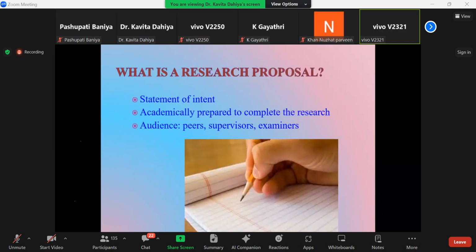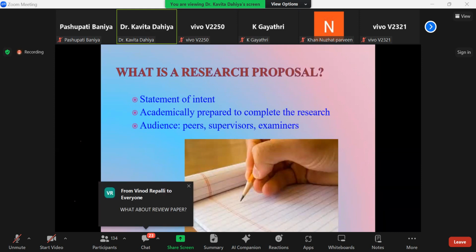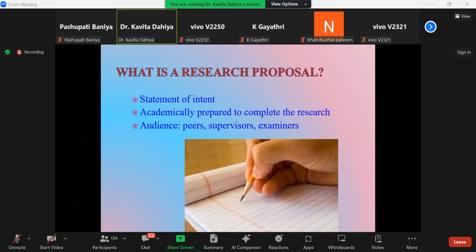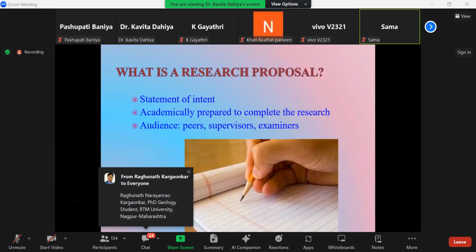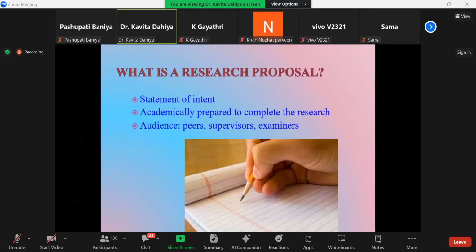So what exactly is a research proposal? This is the statement of intent that you have in your mind, and you are figuring out that okay, I am having this kind of research proposal, and this is academically prepared to complete the research, where audience, peers, supervisors, examiners are included. Basically, this research proposal is a tentative plan of how you are going to conduct this research and what the different parameters, concepts or aspects are which are required for the research completion. This is a tentative plan basically.